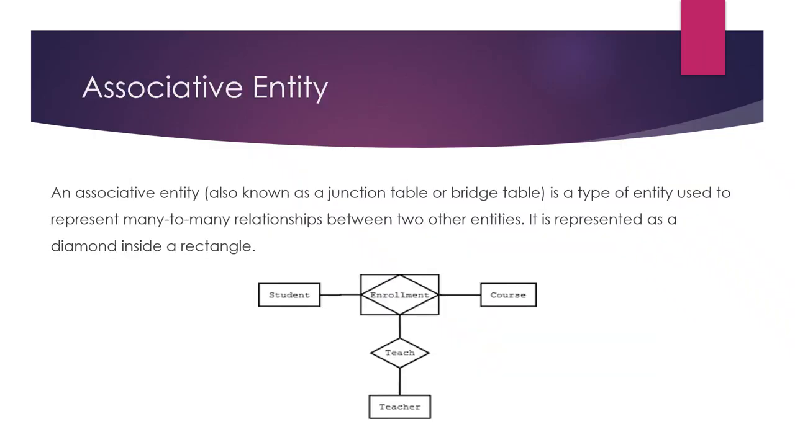Next one is associative entity. An associative entity is the type of entity used to represent many-to-many relationship between two other entities. It is also known as junction table or bridge table. It acts as a connection link between two entities, allowing them to relate even when the direct relationship is not visible. It is represented as a diamond inside a rectangle. See the given diagram. Here, enrollment is an associative entity.